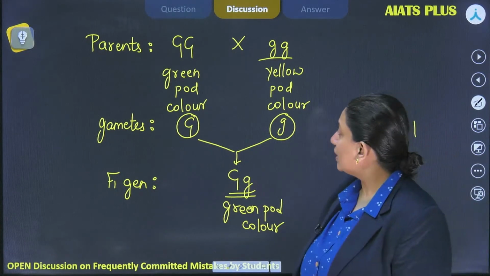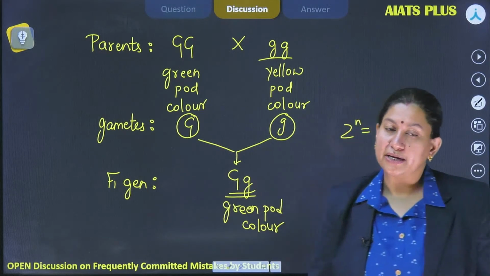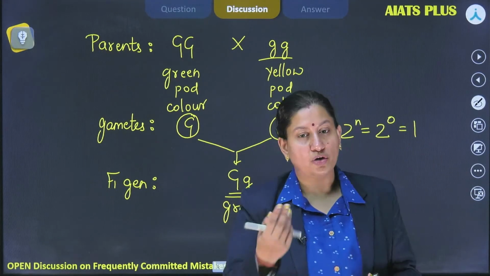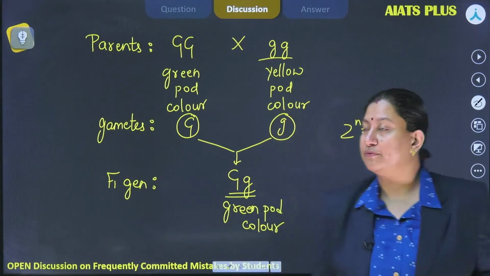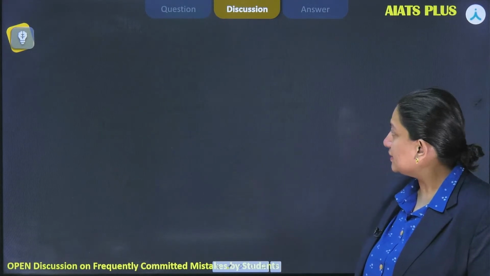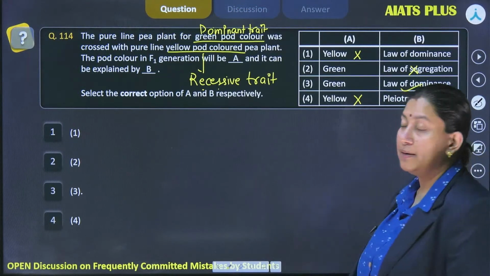So if you have heterozygous loci, you can either make the gametes and then multiply them, or you can do it with this particular formula as well, 4 to the power n, right? So this is how we could explain it with the help of the law of dominance.